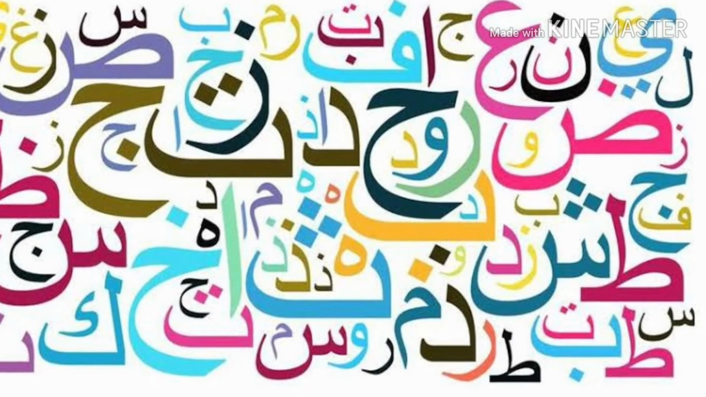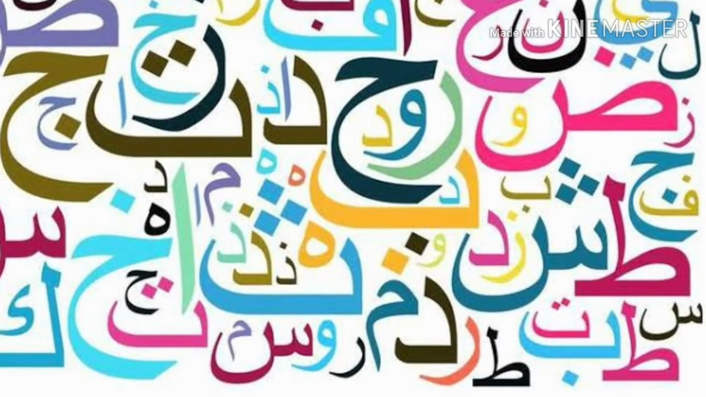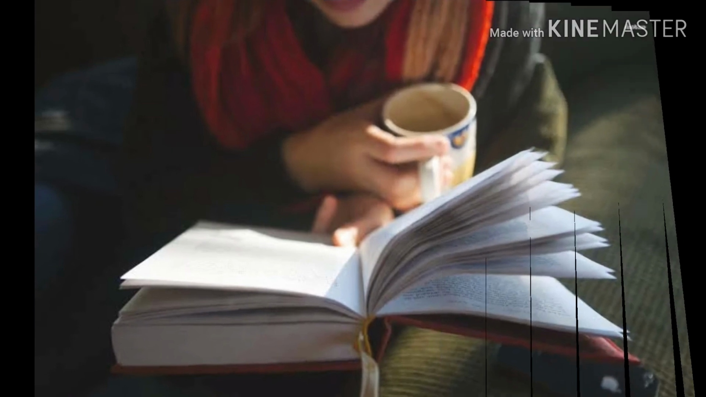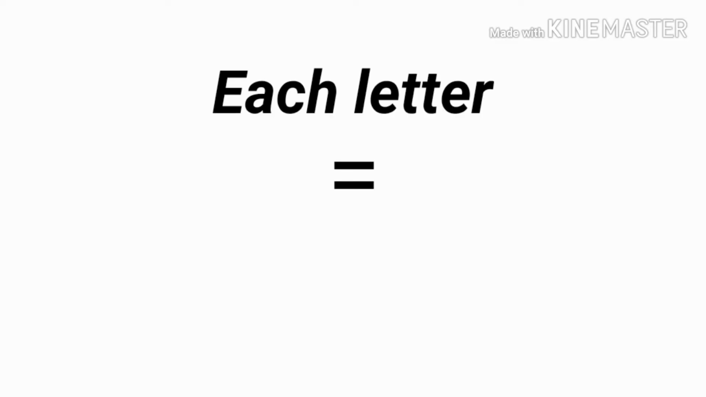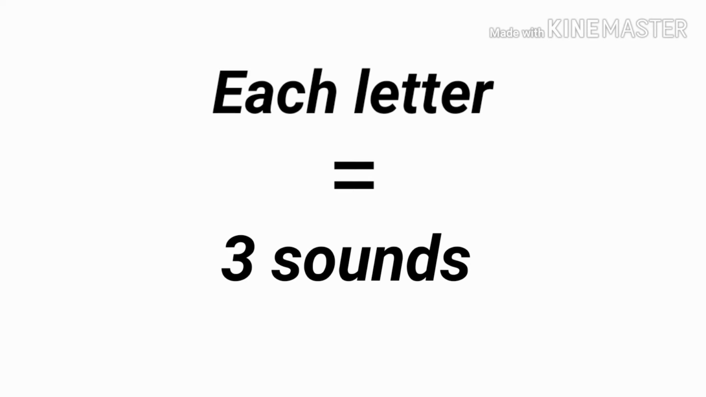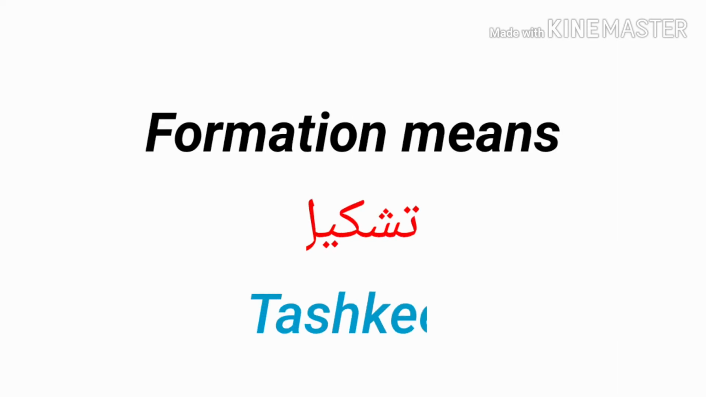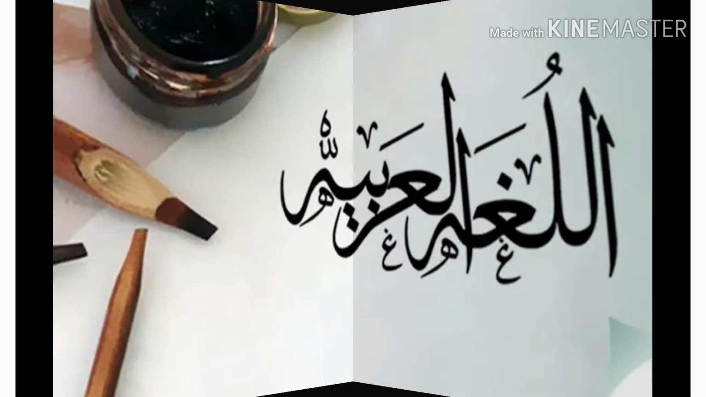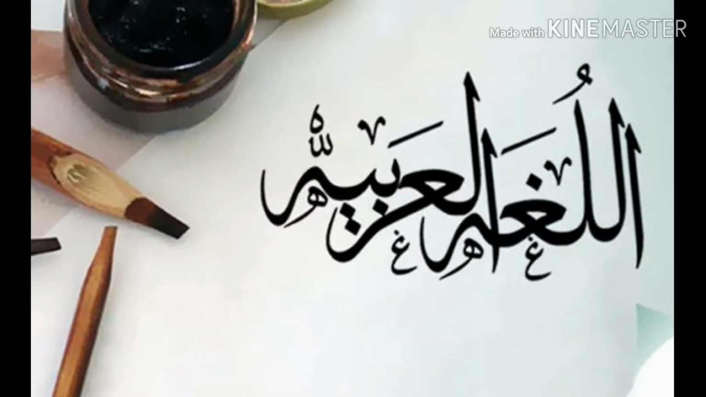Learning Arabic alphabets is too important. In Easy Arabic, we will start with the sound of the letters, so you get to know the sound of each letter when you are reading. You must know that each letter has 3 sounds according to its formation. Formation means in Arabic Tashkeel, which is small signs written above or under the letter to change its sound.